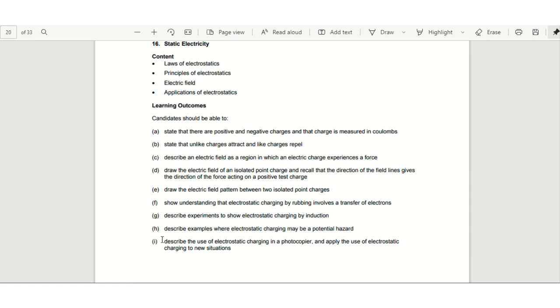Part I, you need to be able to describe the use of electrostatic charging in a photocopier and apply the use of electrostatic charging to new situations.